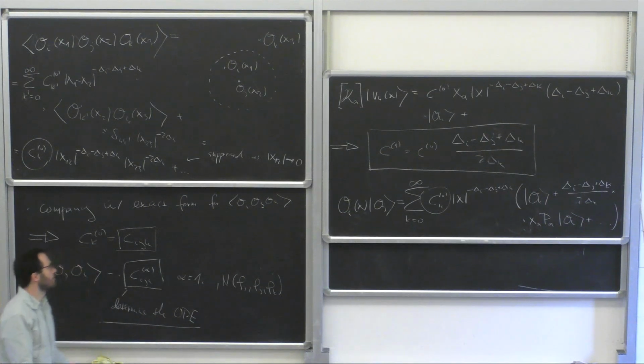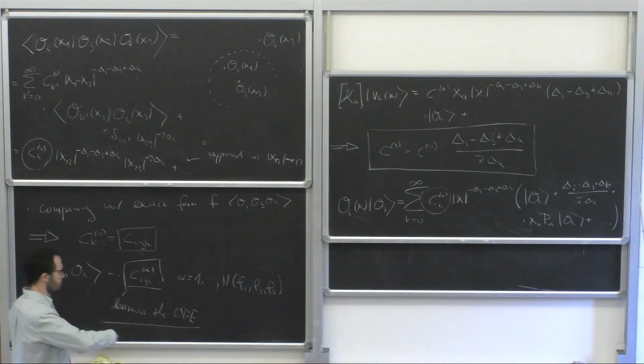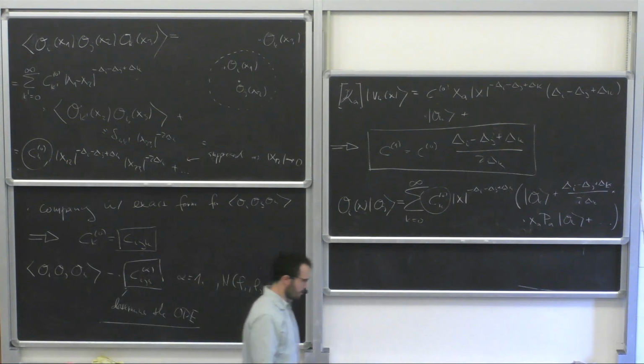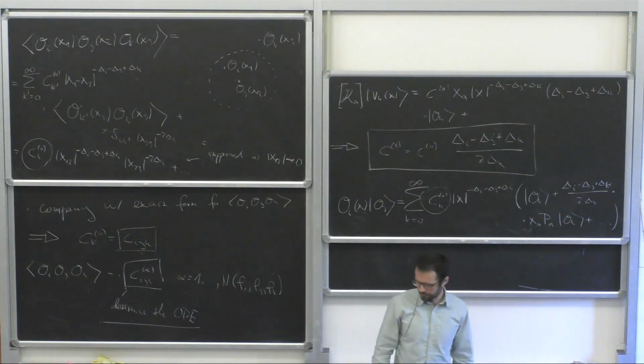So basically, the formula for the 3-point function is like a nice resummation of the OPE. In this way, to any order, you can determine all of the constants, the C1, C2, and so on.